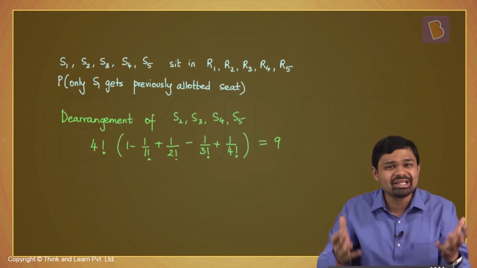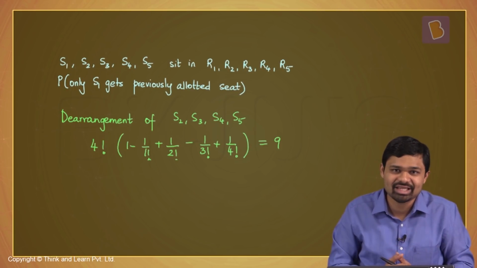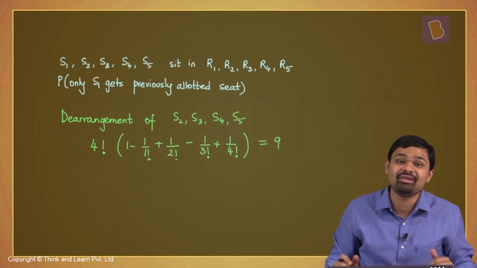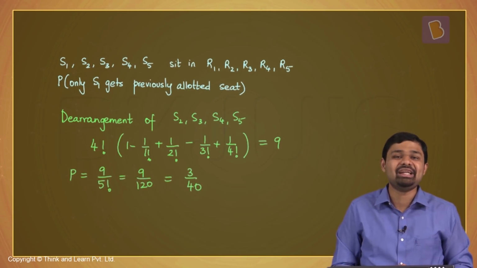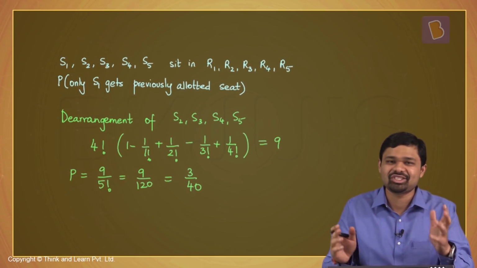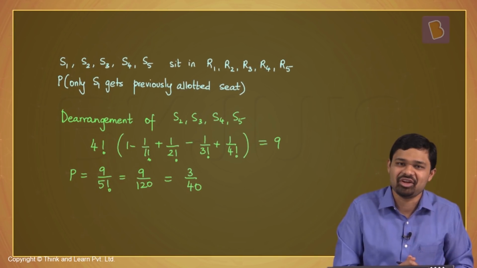What are the total ways in which these people could have sat in the examination? There are 5 factorial ways in which these people could have sat in the examination. The probability is nothing but 9 divided by 5 factorial, a very straightforward and simple derangement question.